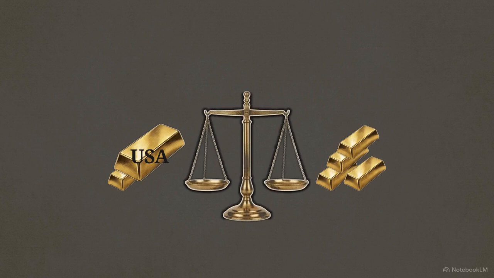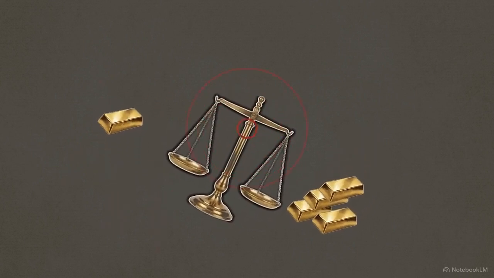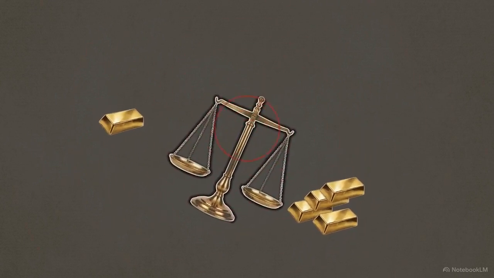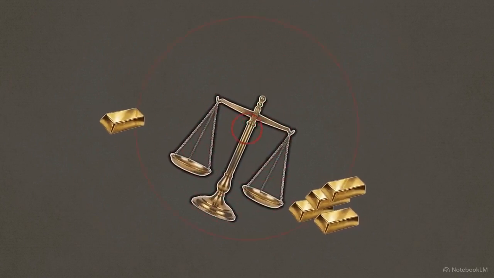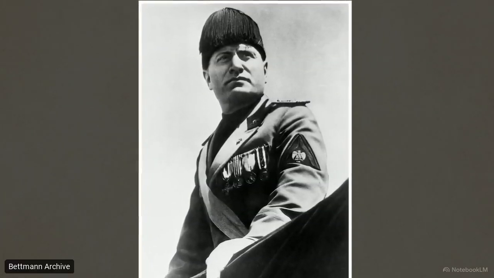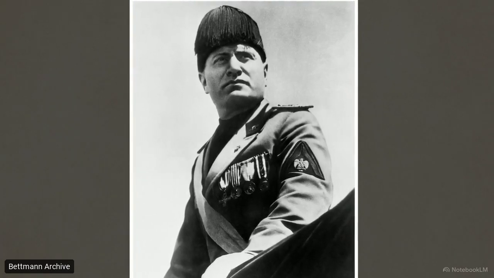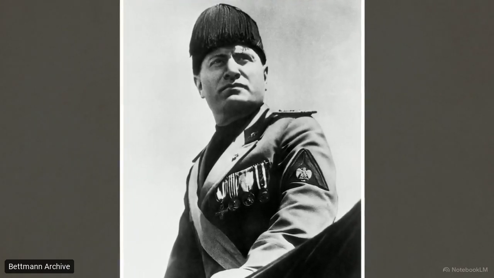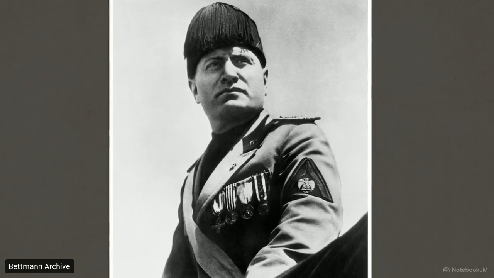As this balance scale illustrates, the United States, the very nation that proposed the League, refused to join, leaving the organization severely destabilized. Without American backing, the League's reliance on diplomatic debate proved useless against the aggressive rise of fascist dictators in Europe, like Benito Mussolini in Italy.